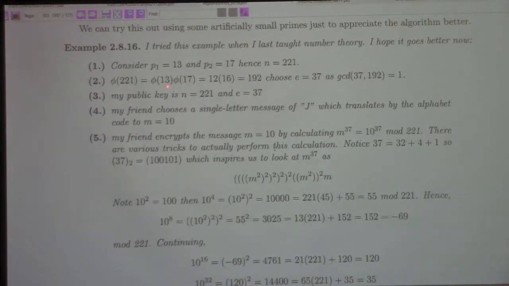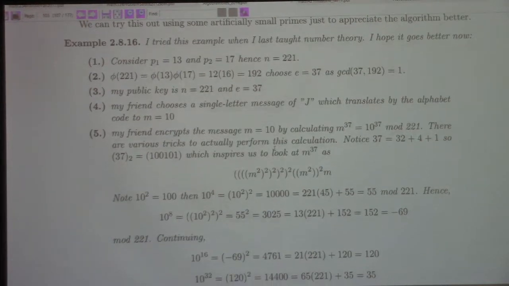Here's an actual example where I use 13 and 17 as a toy example. I encrypt it, and when I encrypt it, I get a number, and then I decrypt it and get back to the message again. You can look at it, but we're out of time, I think, so I'll shut up.